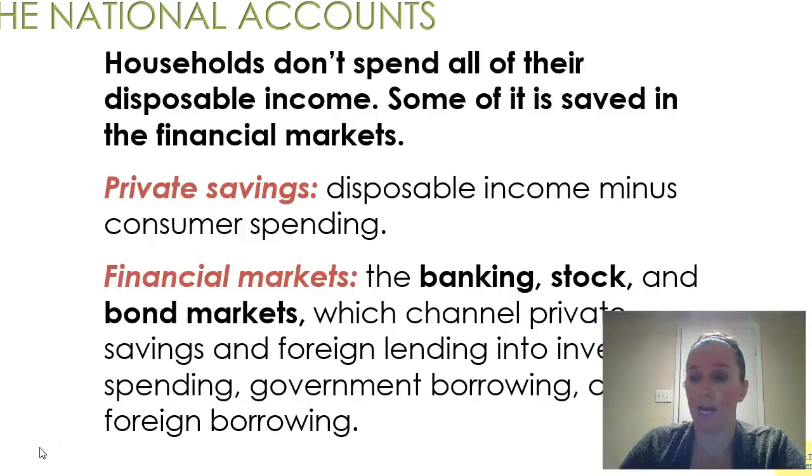So, as we know, whenever you get your paycheck, taking out taxes and adding in any government transfers, you may save it or you may spend it. We refer to any of our savings as private savings, and that's basically what's left over after you've chosen to spend a number of dollars. And then there are also financial markets, which we will get into in more depth in later chapters, as far as the banking industry, stocks and bonds.